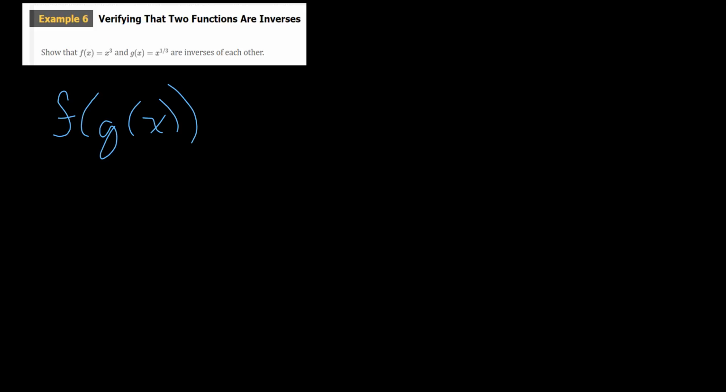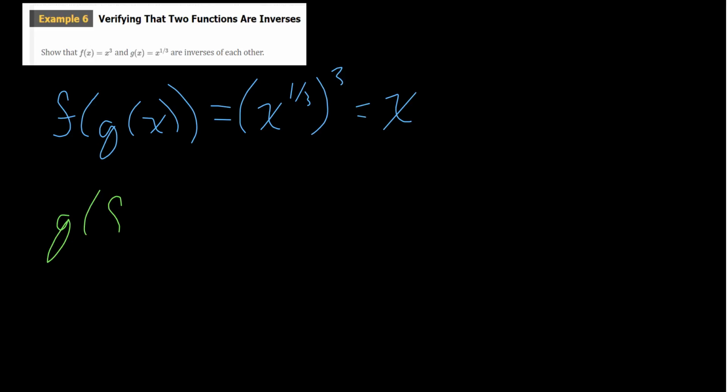So again, our composite function. We have x to the 1/3, and we plug that in for this x here, which is raised to the third power. If we raise an exponent to an exponent, we get x to the 3/3, or in other words, x. Okay, so that's f of g of x. Well, what is g of f of x?